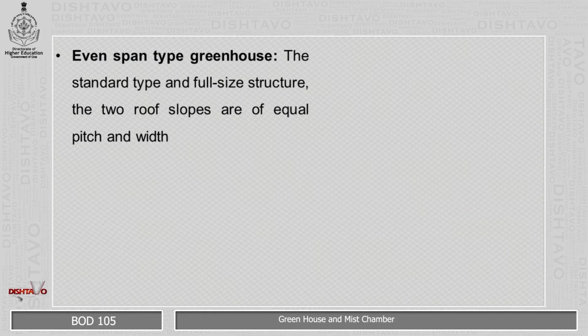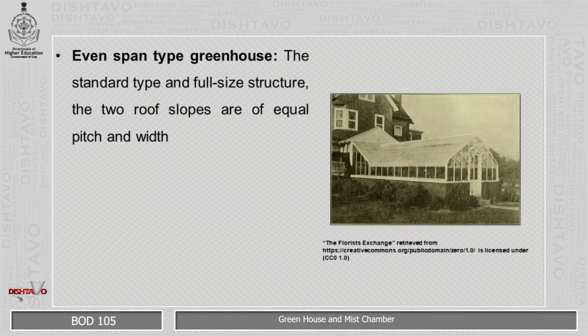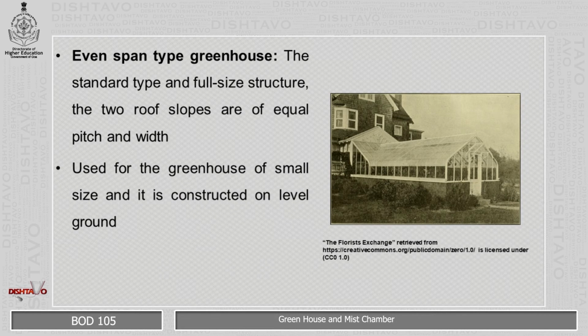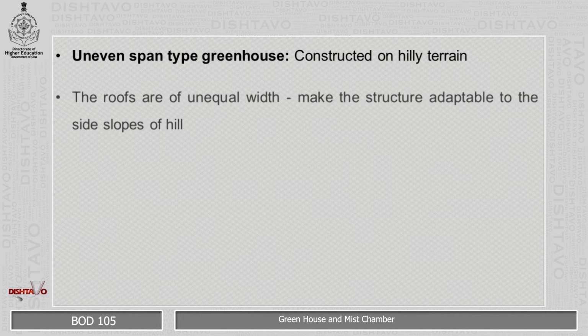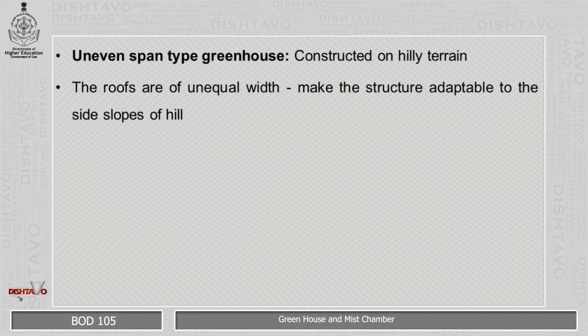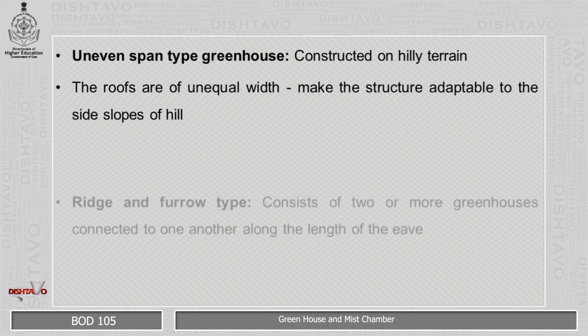Even span type greenhouse, the standard type and full size structure, the two roof slopes are of equal pitch and width. It is used for greenhouses of small size and it is constructed on level ground. It is attached to a house at one gable end. Uneven span type greenhouse, it is constructed on hilly terrain. The roofs are of unequal width and make the structure adaptable to the slope of the hill.